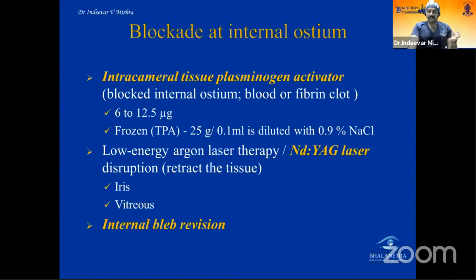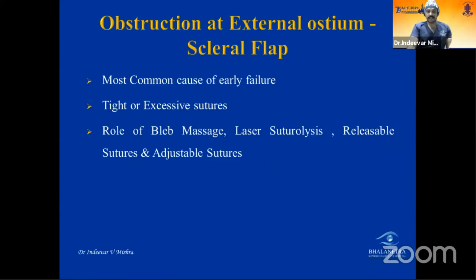In case of a vitreous, the energy required will be lesser. In case of iris, the energy would be higher. Preferably, an argon laser would be better in cases of iris. Rather than breaking it up, you should make it contract. An internal bleb revelation is sometimes required, but you need a direct gonioscope for this.